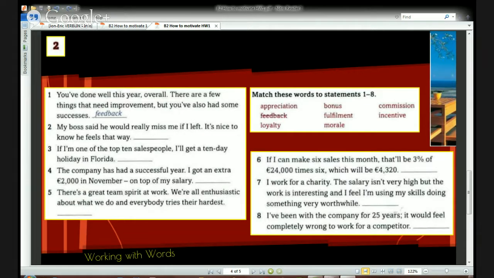And we're back to Yuki for 7. Okay, number 7. I work for charity. The salary isn't very high, but the work is interesting, and I feel I'm using my skills doing something very worthwhile. I think it's fulfillment. It's got to be fulfillment, yeah.